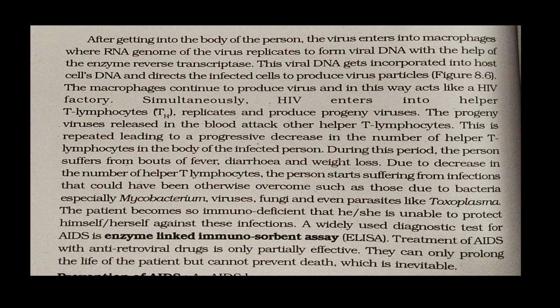Due to decrease in the number of helper T lymphocytes, the person starts suffering from infections that could have been otherwise overcome, such as those due to bacteria, especially mycobacterium, viruses, fungi, and even parasites like toxoplasma. The patient becomes so immunodeficient that he or she is unable to protect himself or herself against these infections.